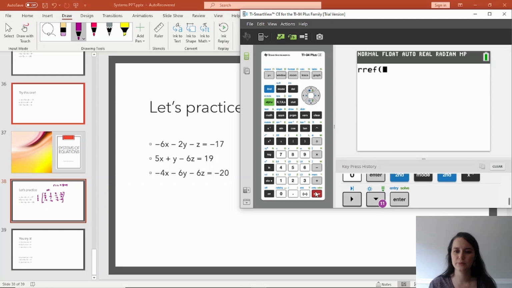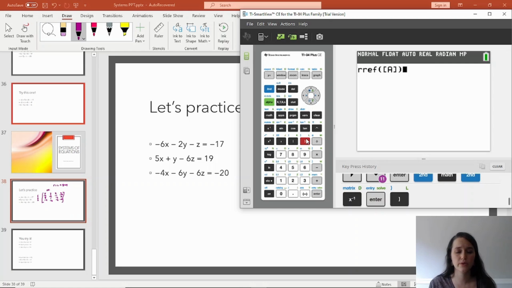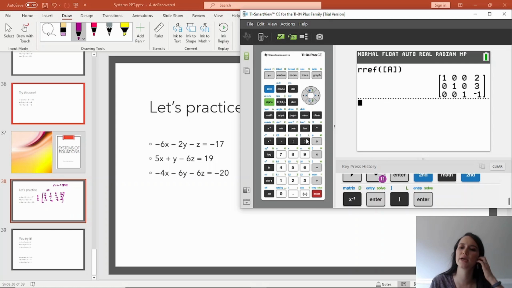So we're going to hit enter and then we're going to put in our matrix. So second, x to the negative first, my bad. And here's our first one here. So I have A, that's what I want. I don't want to edit it because I've already edited it. Hit enter. You don't have to close the parentheses, but you can. And then hit enter again.